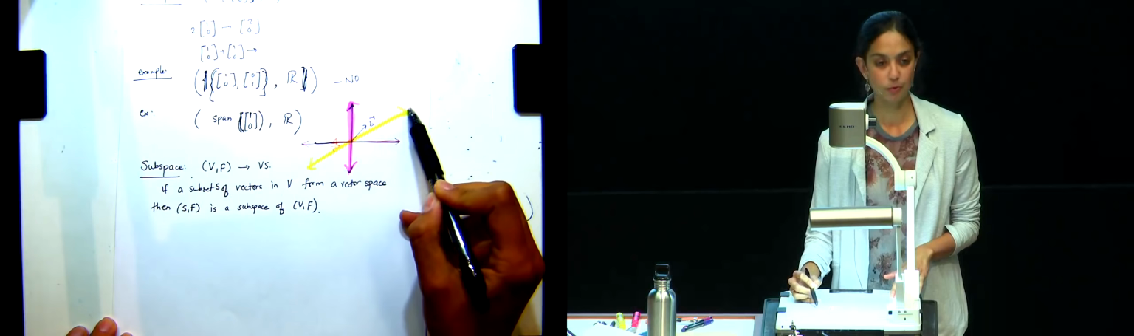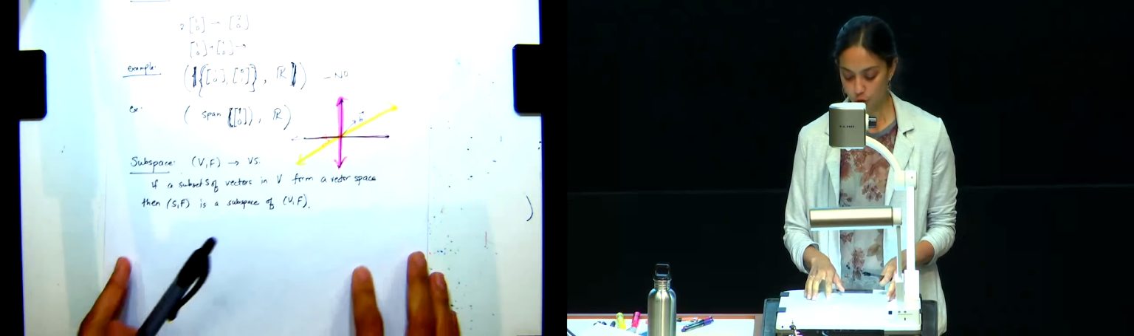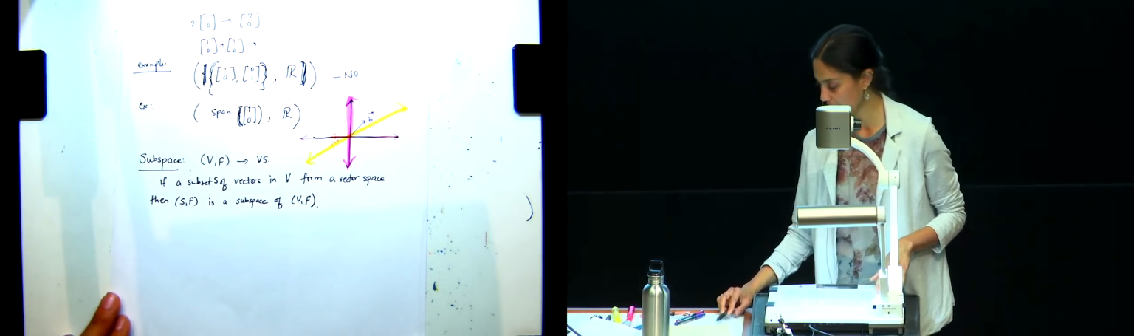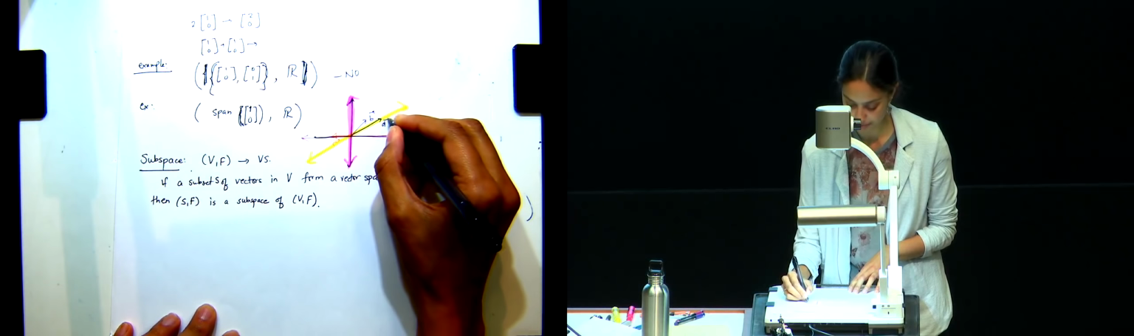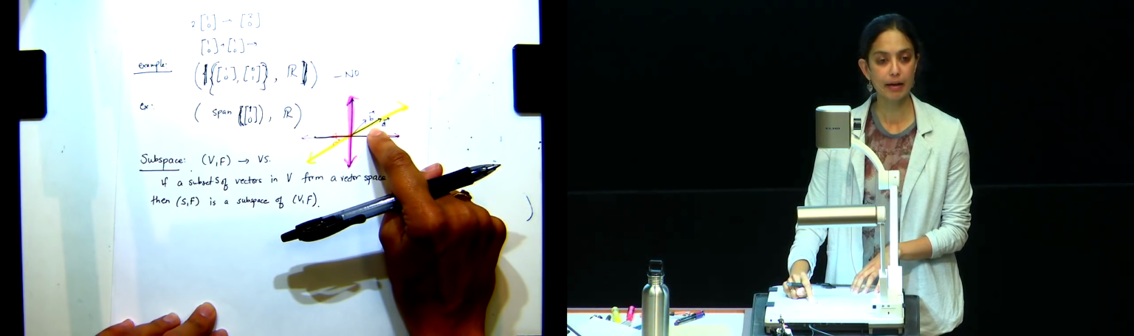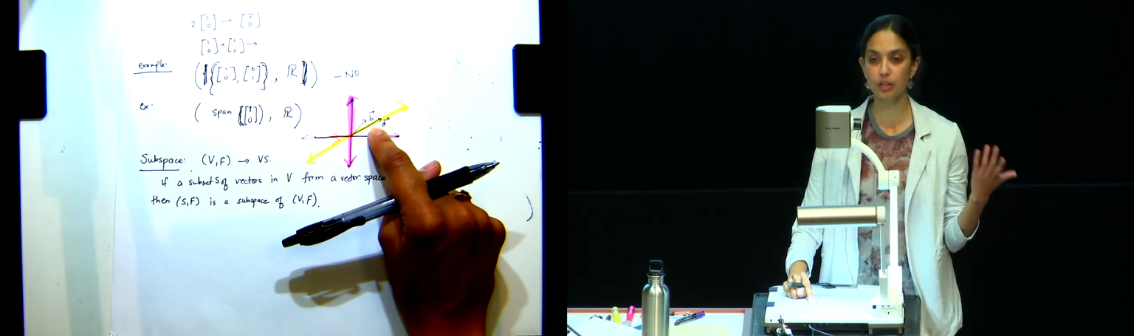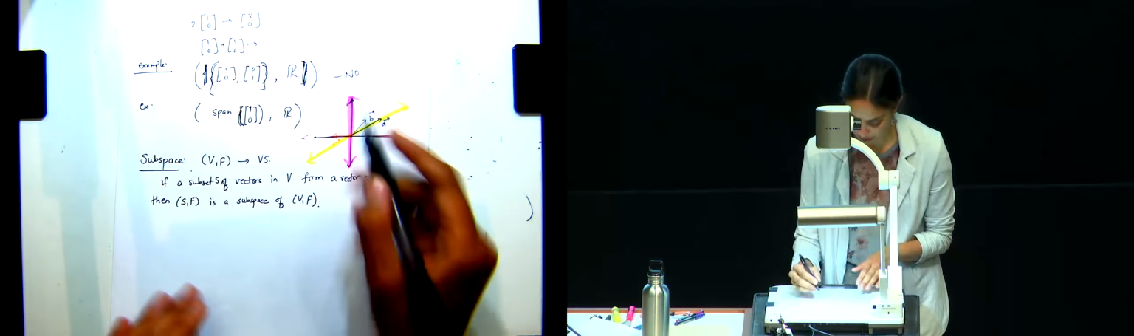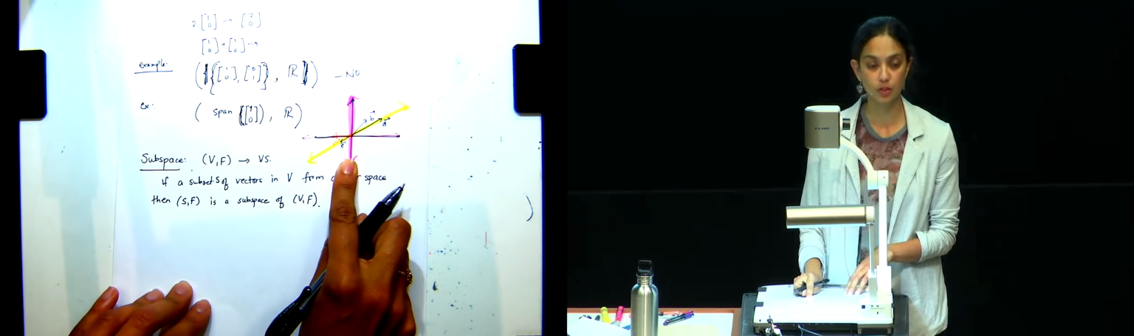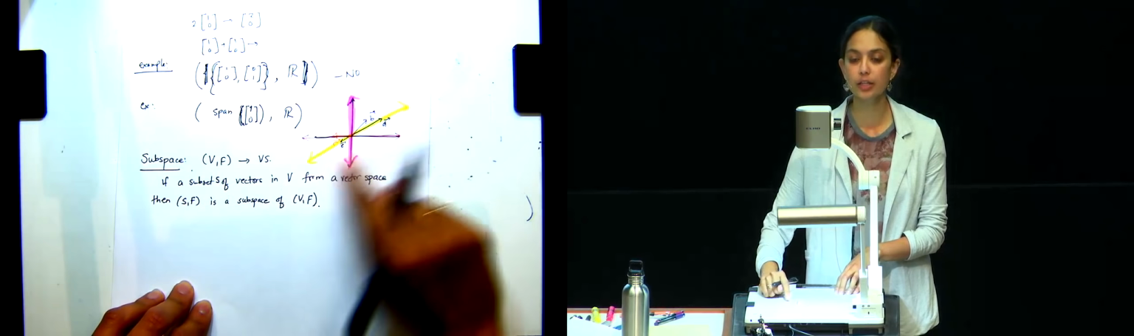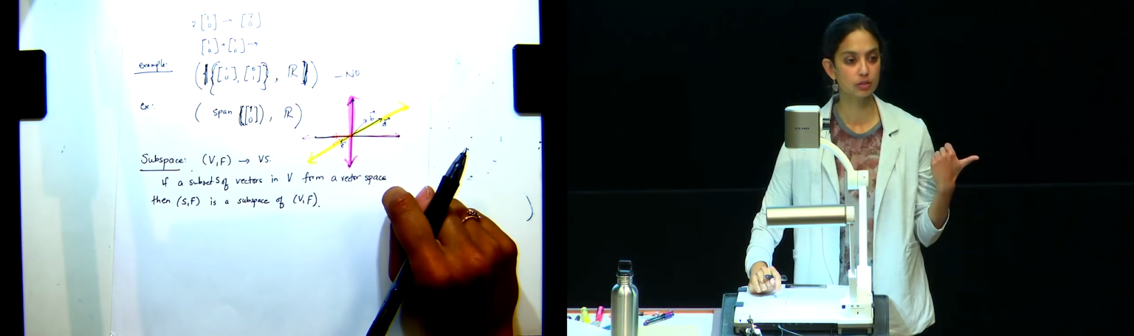Let's think about this line, right? Let's think about why this yellow line is a subspace. If I take a vector in this line, in this space, let's call this vector D. And I add another vector on this line to D. So what's another vector on this line? Let's say E is another vector on this line. Is D plus E still on the yellow line? So is the yellow line closed under vector addition?